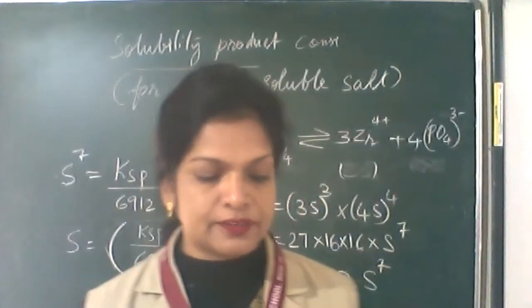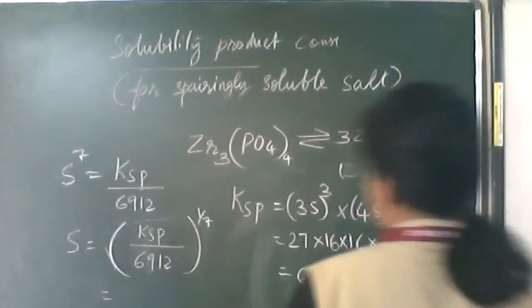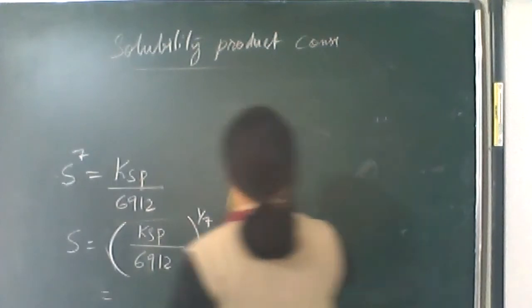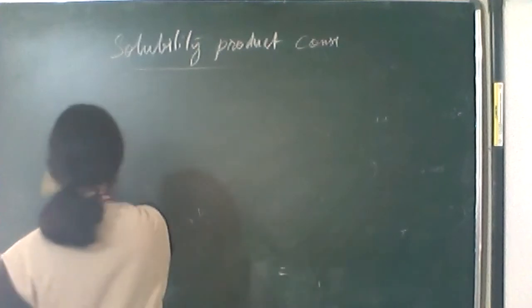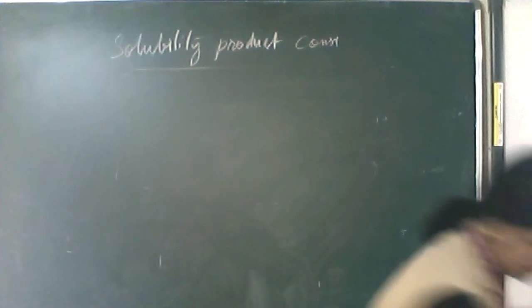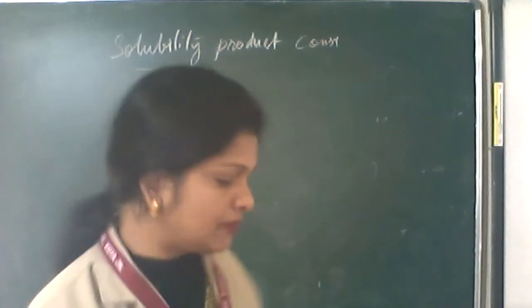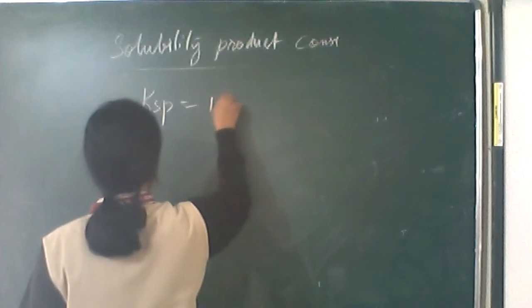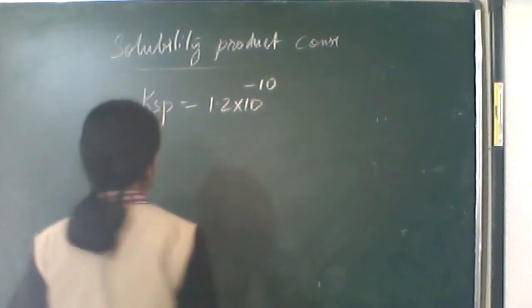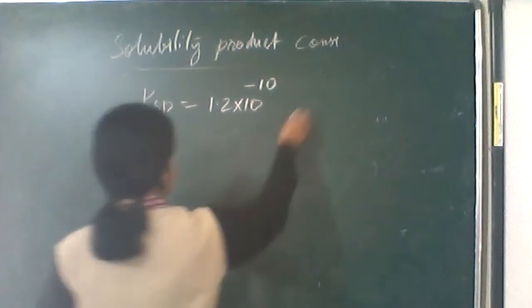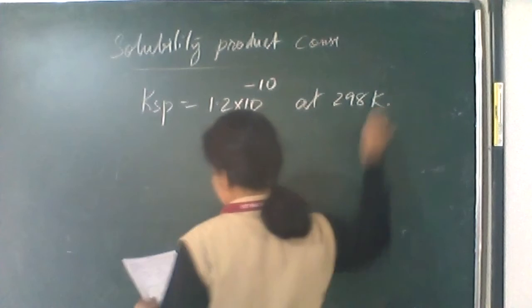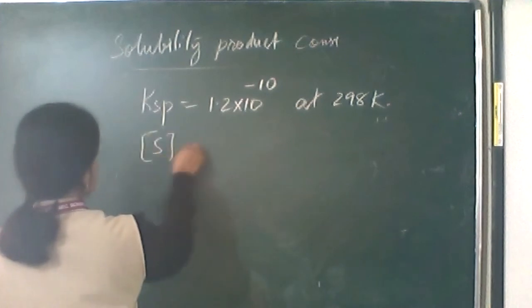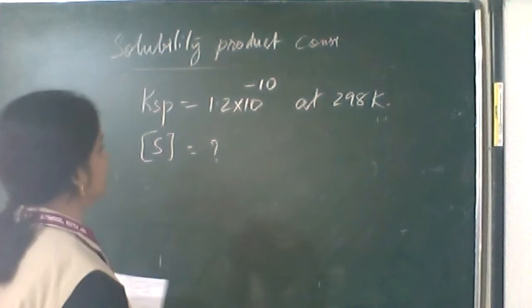The solubility product of silver chloride, that is Ksp, is 1.2 into 10 to the power minus 10. No unit, just like Kc, no unit. At 298 Kelvin, calculate the solubility of AgCl.